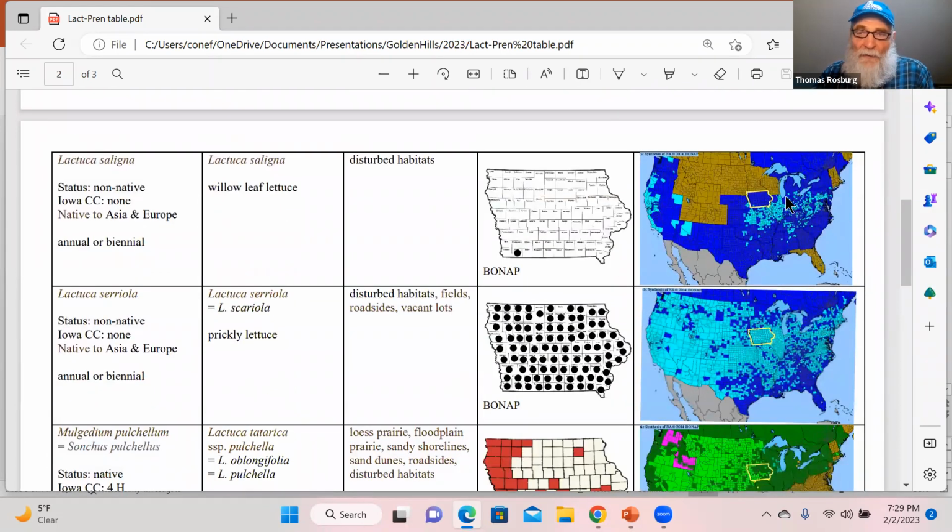We have a couple of non-native species here. That's shown by the blue over here in the BONAP maps.